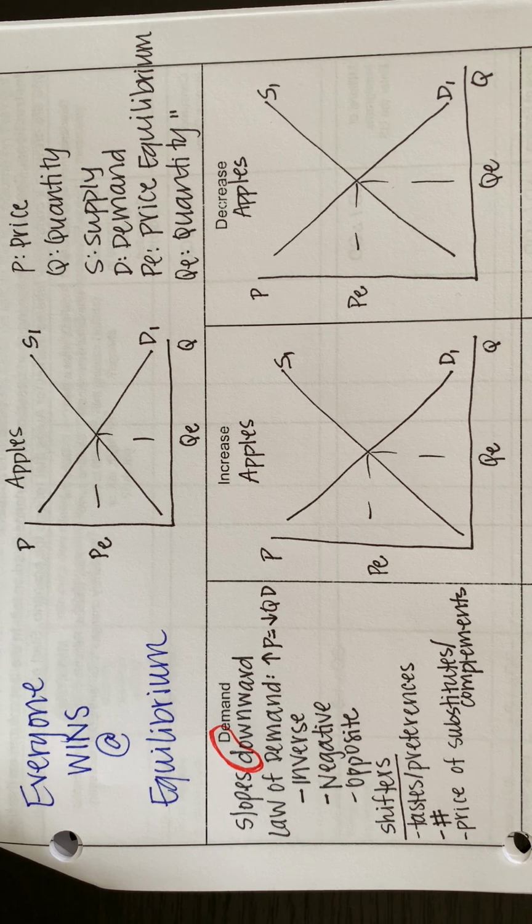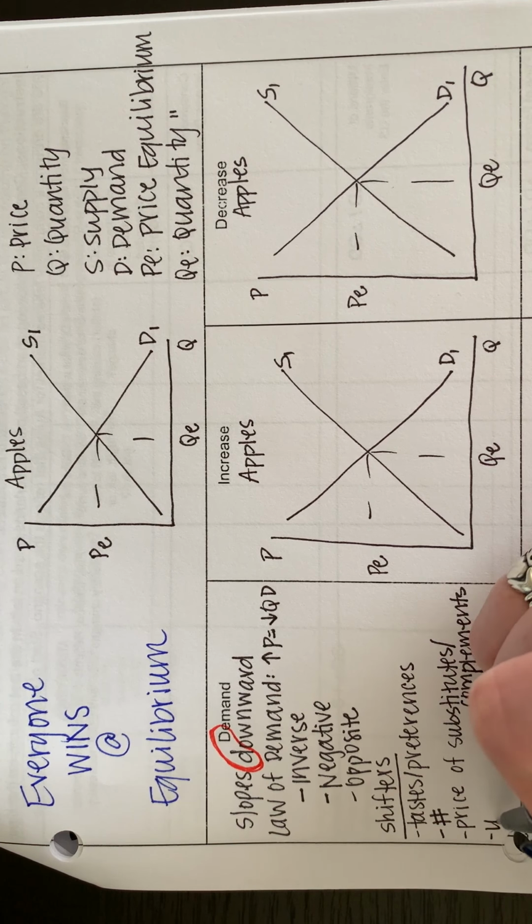Another example of a substitute good would be butter and margarine. Margarine is a substitute for butter. Another example for complementary goods would be peanut butter and jelly. They work together.